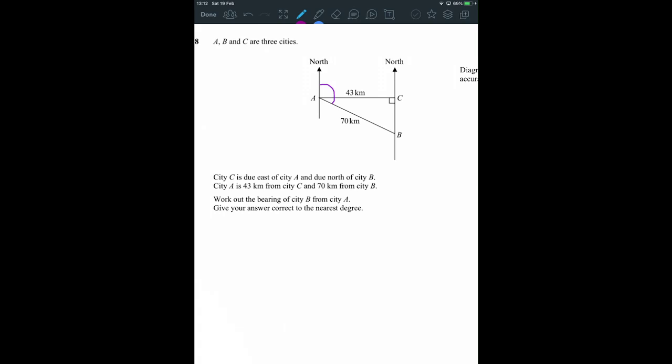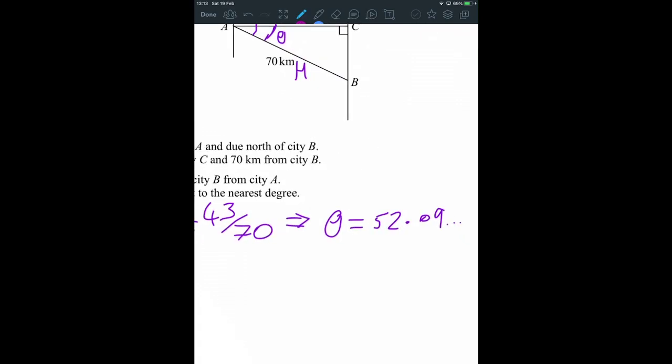Now I can't find that angle directly, so instead I'm going to try and find this little angle inside the triangle. Use a bit of SOHCAHTOA. Here we have the adjacent and we have the hypotenuse. So that's cos theta is 43 over 70. Cos inversing that gives me theta is cos inverse of 43 over 70. So my angle is 52.09. Again, I like to put the exact answer with the dots at least once for the examiner to see it.